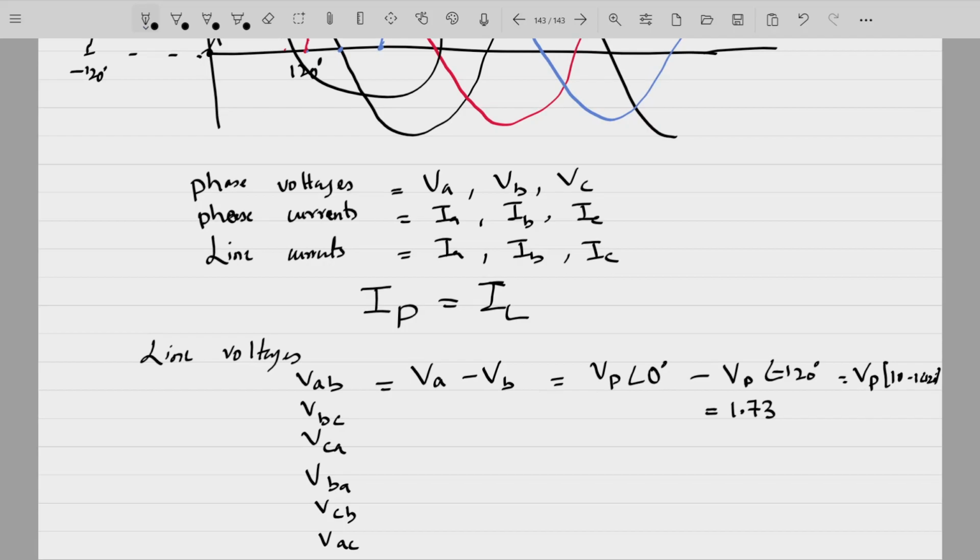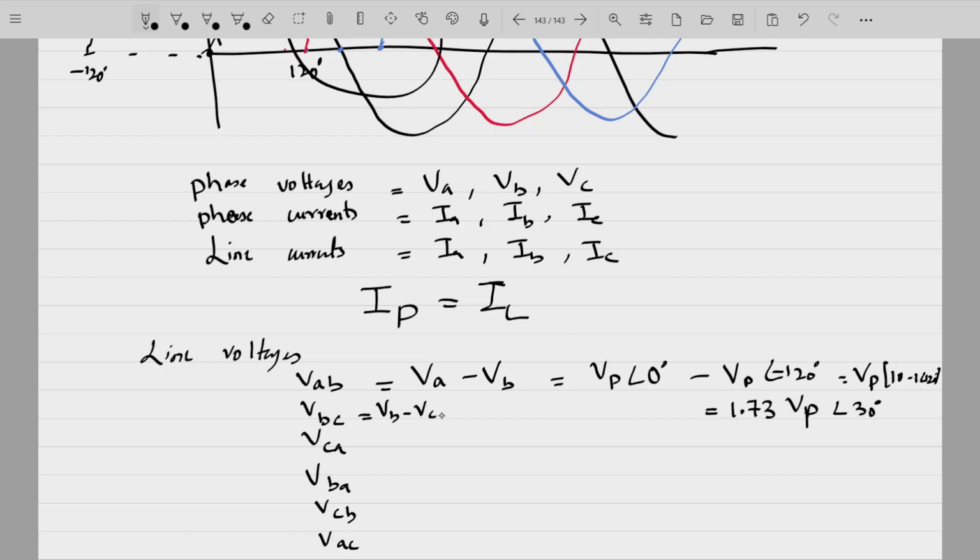So VA minus VB is equal to VP angle 0 minus VP angle minus 120 degrees, is equal to VP common निकाल के अंदर 1 angle 0 minus 1 angle minus 120 degrees. Fine. So 1 angle 0 minus 1 angle minus 120 degrees, when you calculate that, will come out to be 1.73 angle 30 degrees. Fine. So this means this is 1.73 VP angle 30 degrees. So VAB कितना आया? 1.73 VP angle 30 degrees.